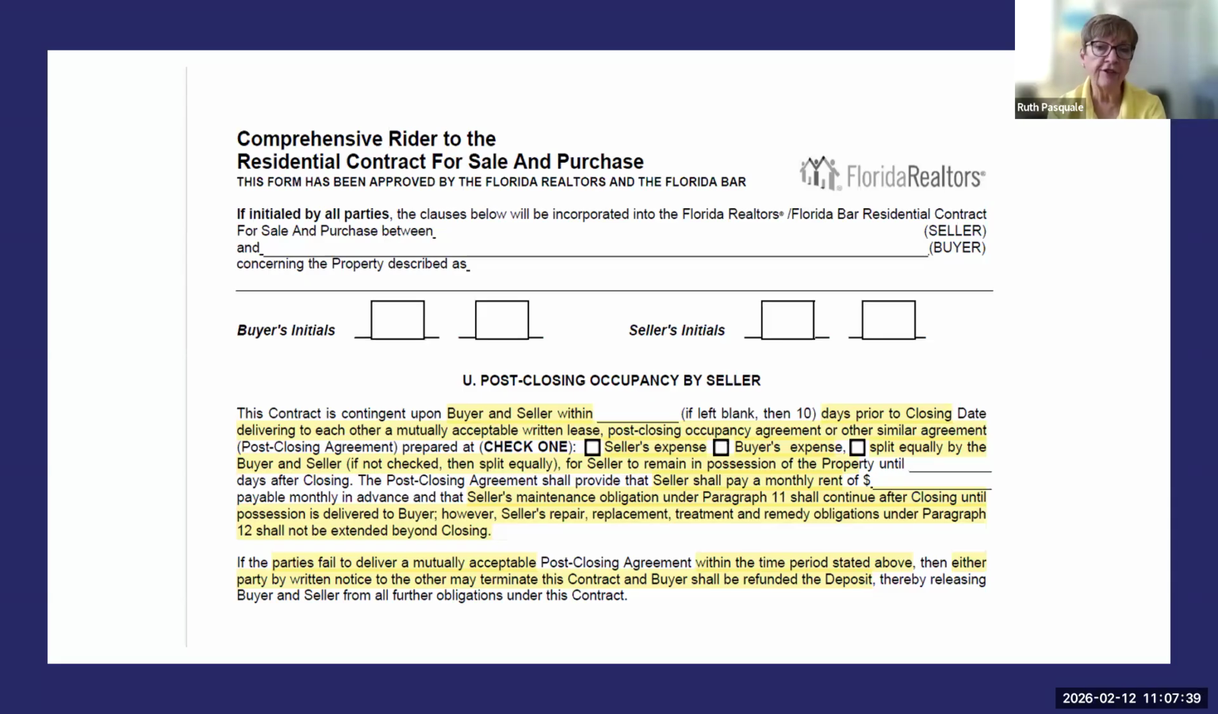But if you're going to do this, use the riders, and make sure you're going to your closing agent, and have the attorney take care of this. Whatever you do, don't try to write up something yourself, because it's not something that's within our purview. You're not licensed to write a short-term lease. That's an unlicensable activity for you.